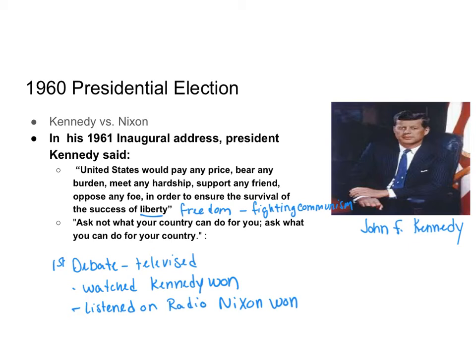And then again, to continue that theme, the second famous quote is, ask not what your country can do for you, ask what you can do for your country. So essentially, how can you help protect and support your country during this time?